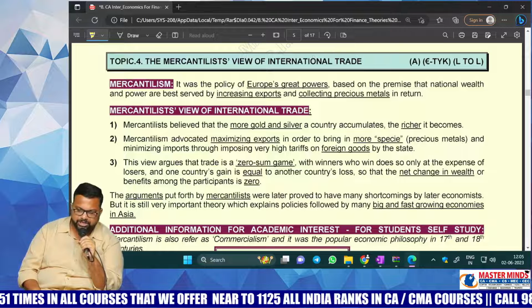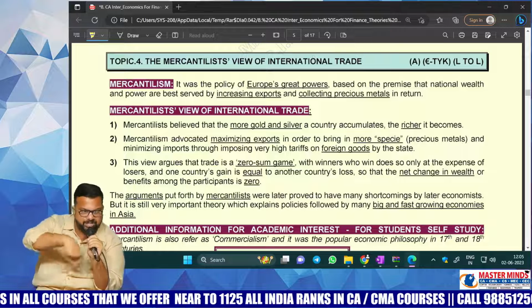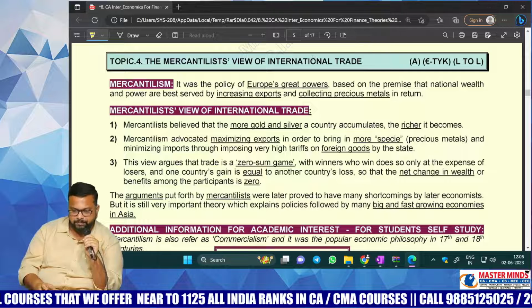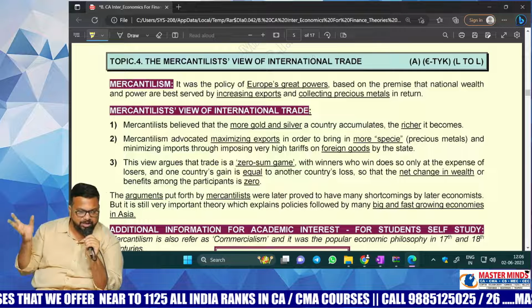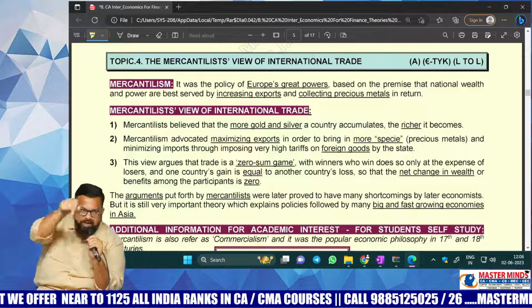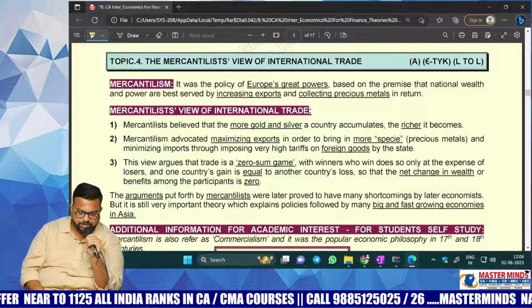So the net change in wealth or benefits among the participants is zero. Simply, wealth changed hands from India to UK. So the overall increase in wealth is equal to zero. Next, Nana.